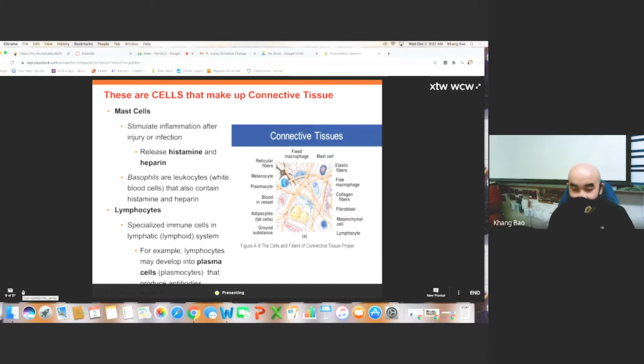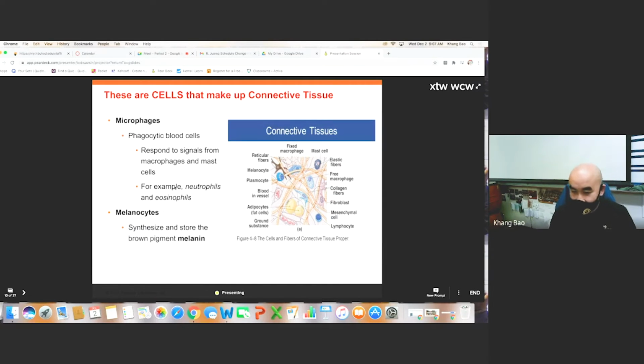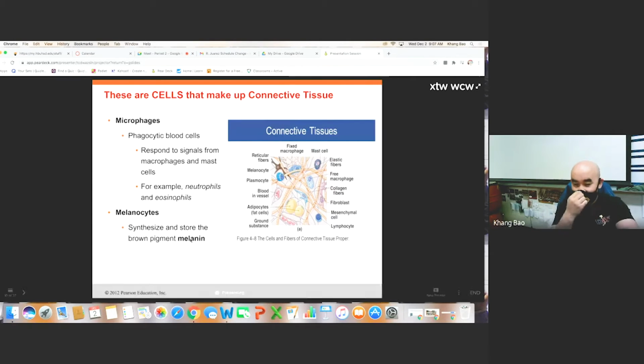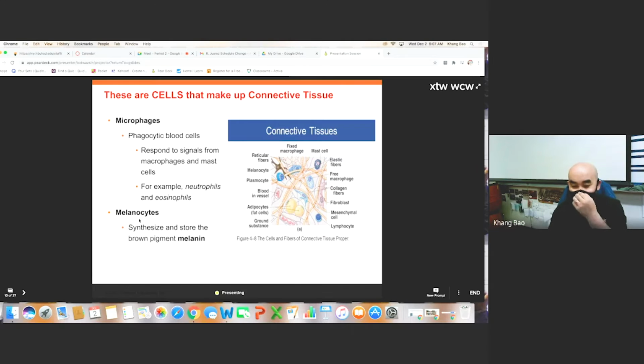But again, I highly recommend you go back and read it. Macrophage is another cell in your connective tissue that protects you from pathogens. And then the last thing is melanocytes. These are cells that produce melanin. If you don't know what melanin is, it's what makes your skin dark or light. The more melanin you have in your skin, the darker you are, right? The less melanin you have, the lighter you are. We'll talk about melanocyte and melanin when we get to the skin part, okay?